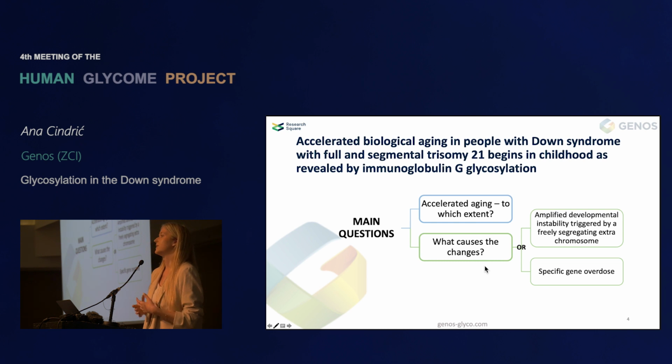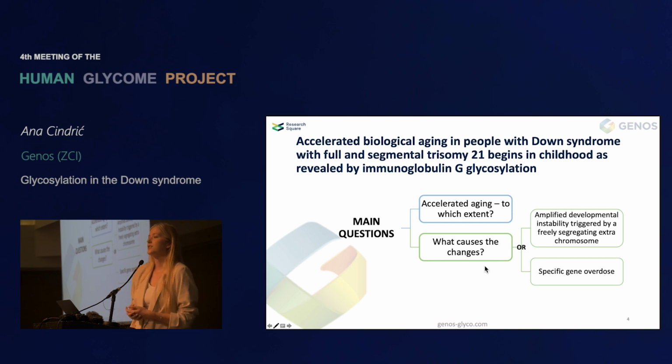So what were our main questions while we were doing this? First of all, of course, accelerated aging happens in Down syndrome. This is something that has been established. But we wanted to see to which extent it happens, so how much older these people are than their peers, which is quite tricky to determine. And also, when does it begin? But I've kind of spoiled that with the title, so pretend you didn't see that and get surprised at the results later. And then we have another question: what causes these changes?